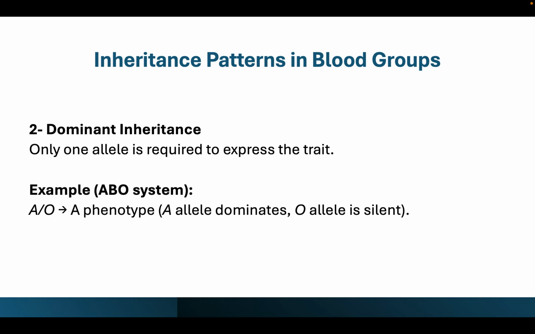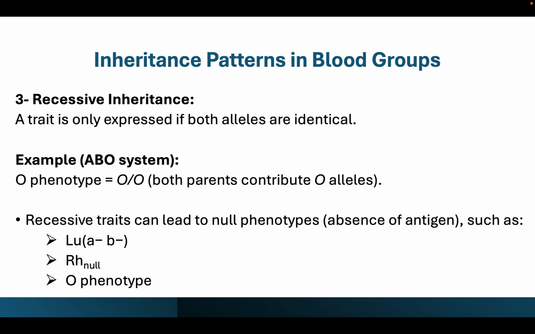Dominant inheritance: only one allele is required to express the trait. For example, A or O: because A is dominant, I just need one allele of A to have the A phenotype. The O is the silent or recessive allele.